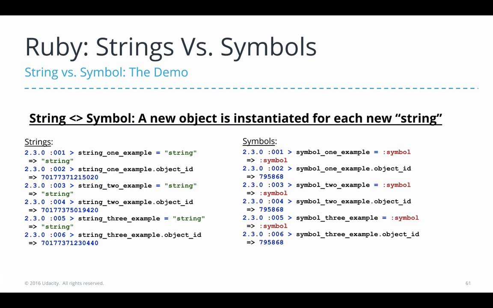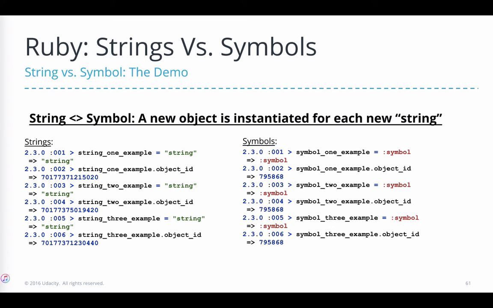We do this once again, string 3 example, pointing to quotation marks, string, and call the .object_id method on it, and it returns to us, once again, another very different number, ending in 0440. What this shows us is that each time we declare a new string, we're actually instantiating a new object.